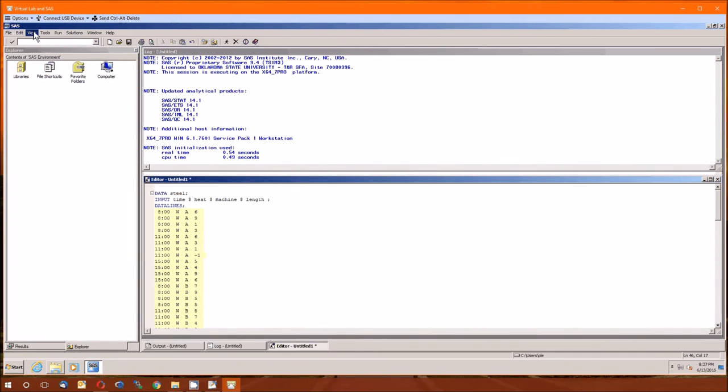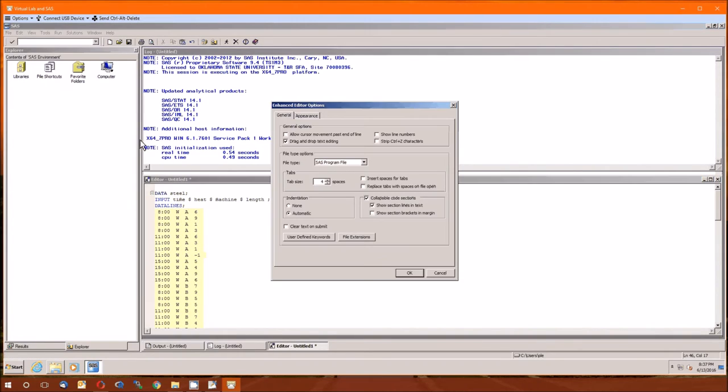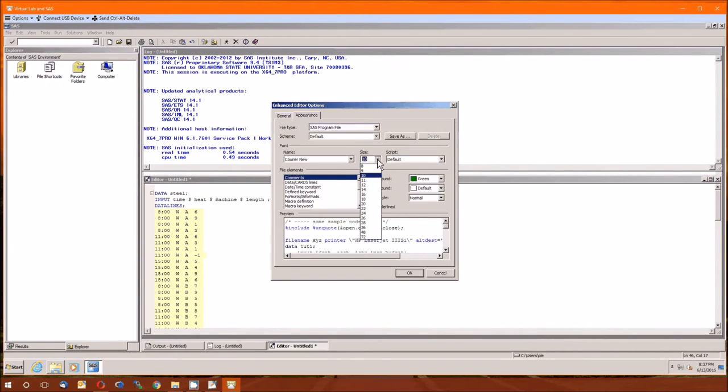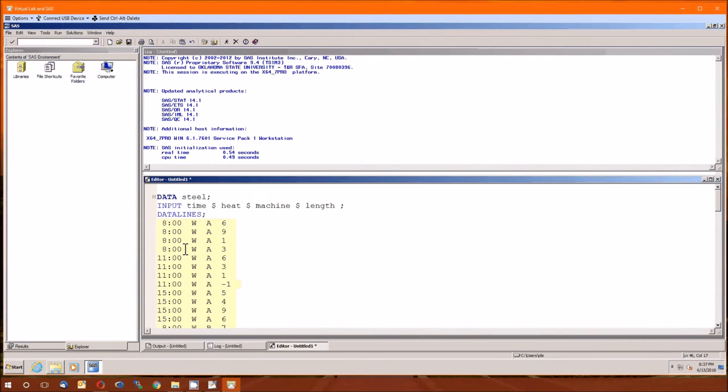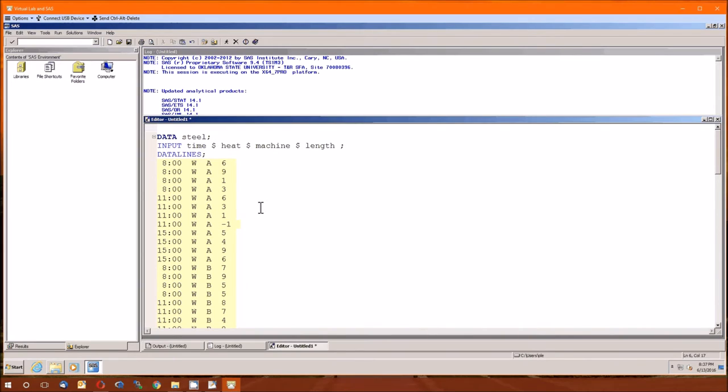And let's go ahead and make this bigger if I can remember how. There, that's bigger. Now raise that up a bit. So again, time, heat, and machine are all independent variables. Length is our dependent variable. It's what we're trying to model. Time has three levels: 8 o'clock, 11 o'clock, and 15 o'clock. Heat has two levels: W and L, I believe. And machine has four levels, A, B, C, and D.